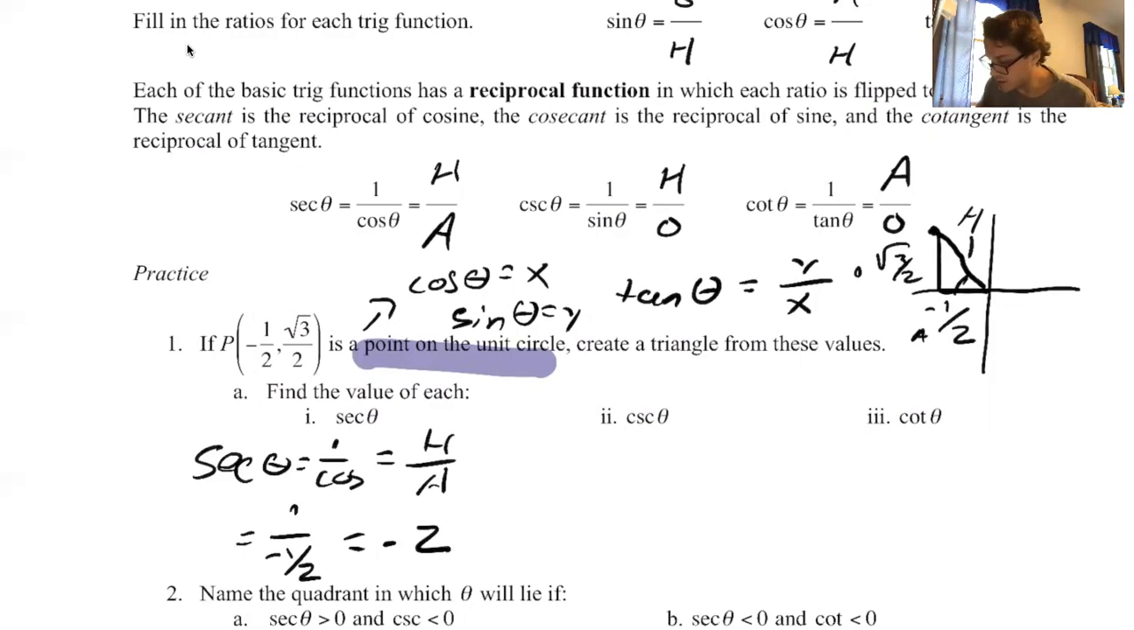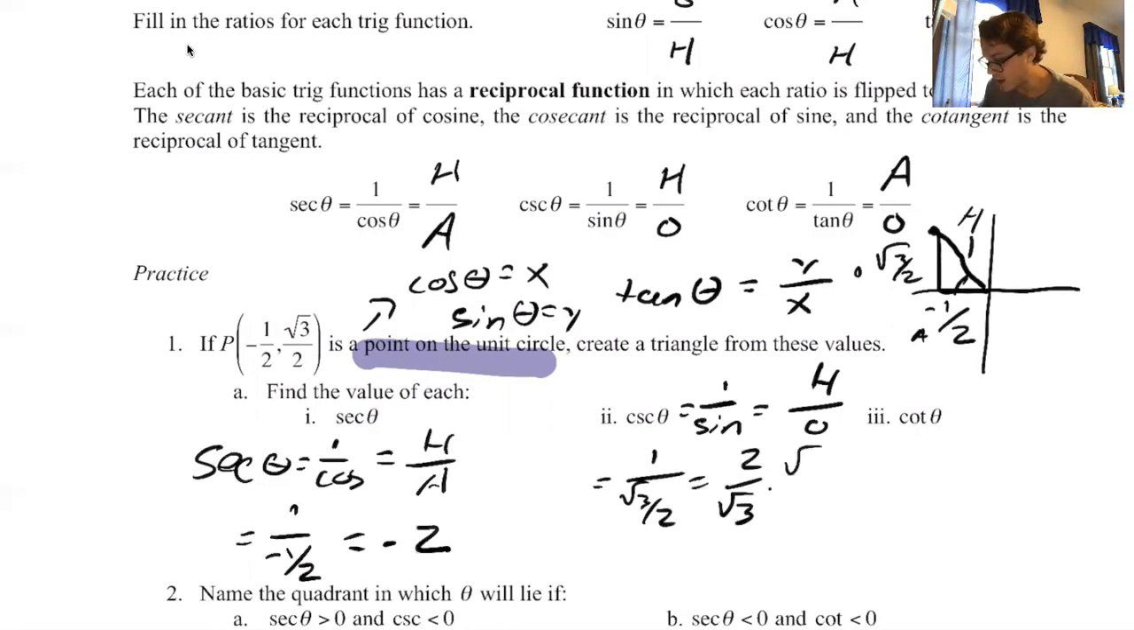Cosecant, well, this is equal to 1 over the sine, which is just equal to the hypotenuse over the opposite side, right? So the hypotenuse here is 1, and the opposite side is radical 3 over 2. And this simplifies to 2 over radical 3, but of course we want to rationalize that. So we get that this is equal to 2 radical 3 over 3, right?